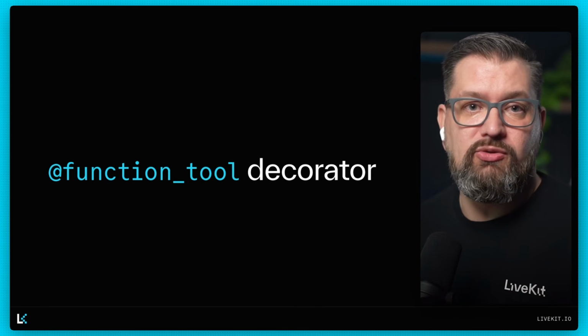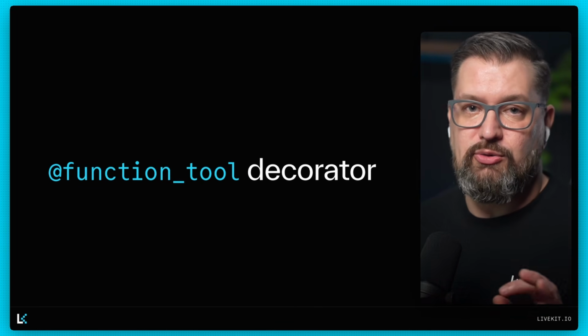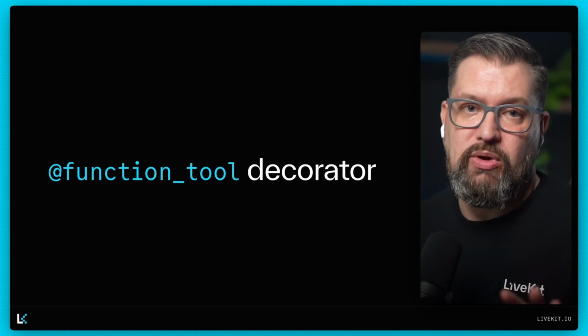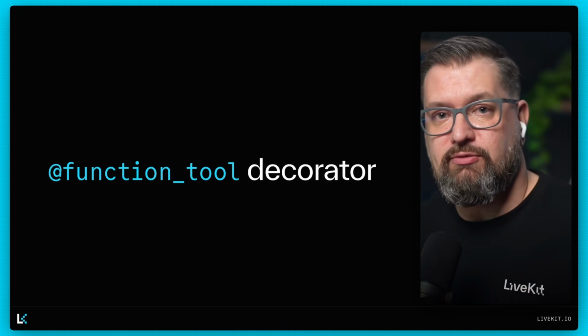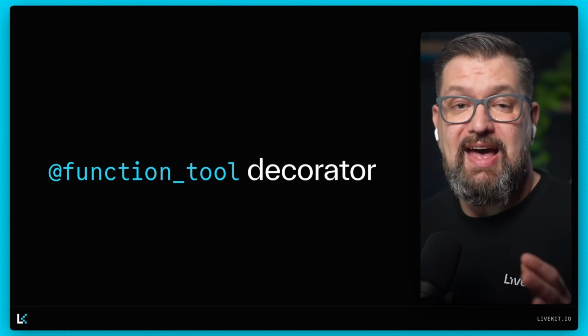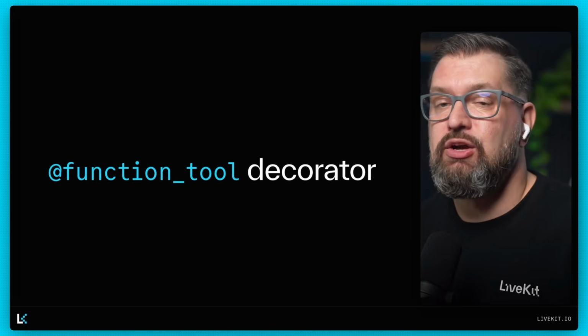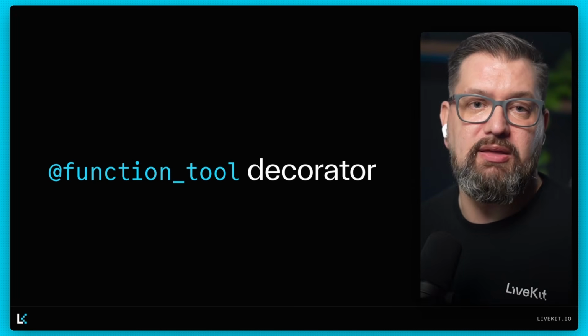So LiveKit uses the function tool decorator to expose Python functions to the LLM. The LLM decides when to call them based on the conversation context. So let's add a weather lookup tool. This example uses the Open-Meteo API, which is free and doesn't require an API key.